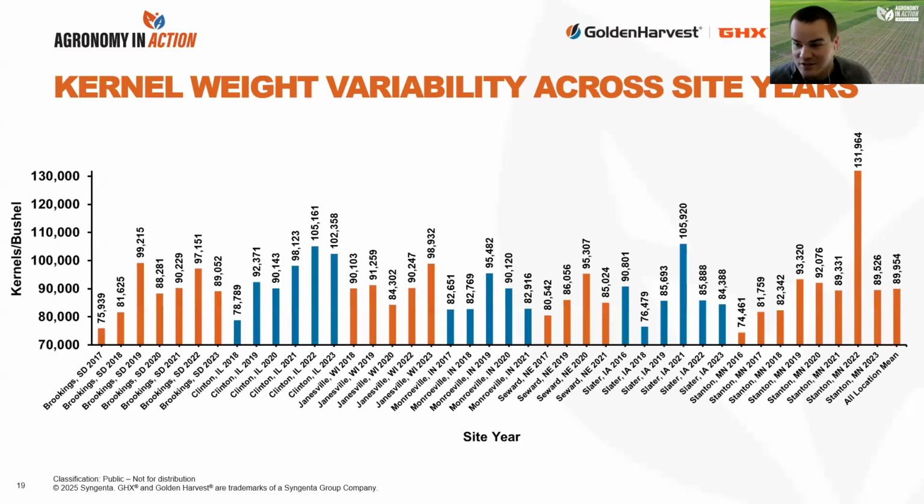The last thing I want to draw attention to is that last bar there, the location average. So across all our hybrids and all the locations, we're averaging roughly 90,000 kernels per bushel. And if you think about the old rule of thumb when you're doing your yield estimates, that was typically the number to use: 90,000 kernels per bushel. But again, a very, very large range depending on the environment.